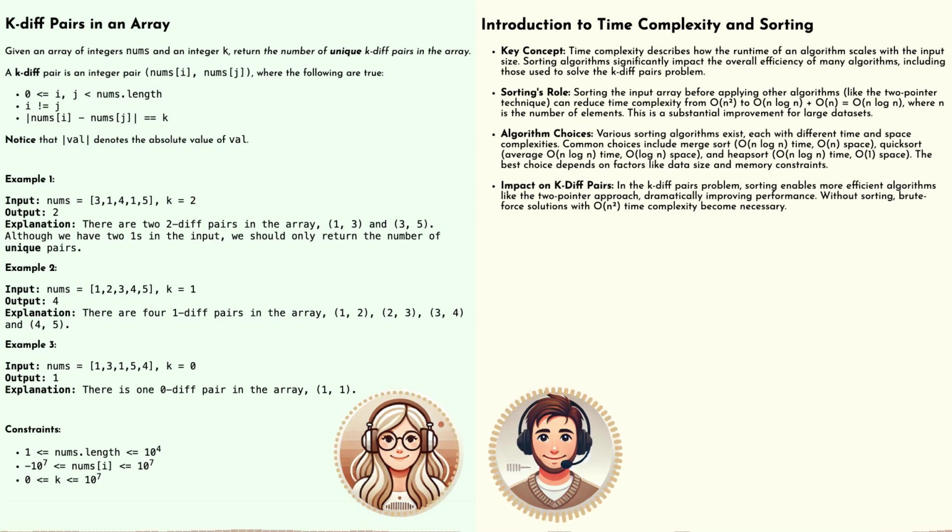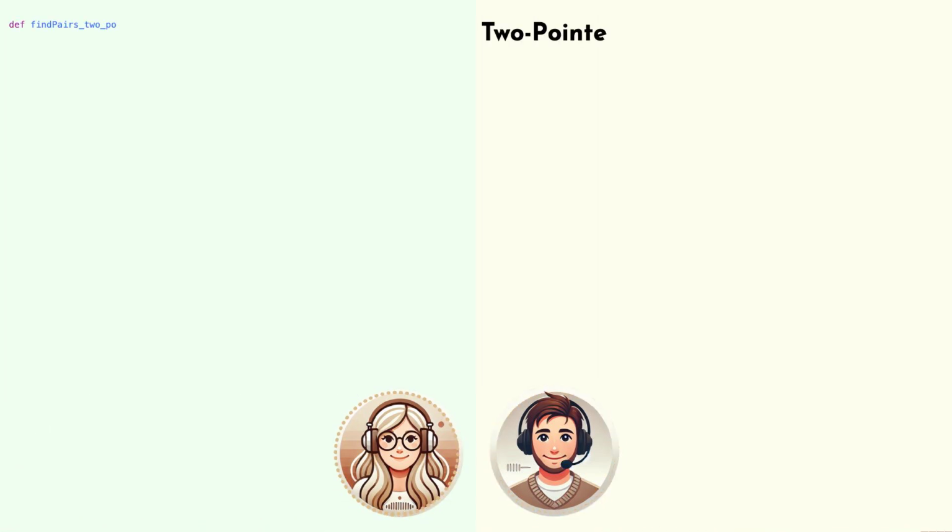So brute force is like our trusty but slow old car. Gets us there, but maybe not the best choice for a cross-country road trip. Exactly. So how could we speed things up? Imagine we already sorted our array from smallest to largest. Would that help us find those K-Diff pairs faster?